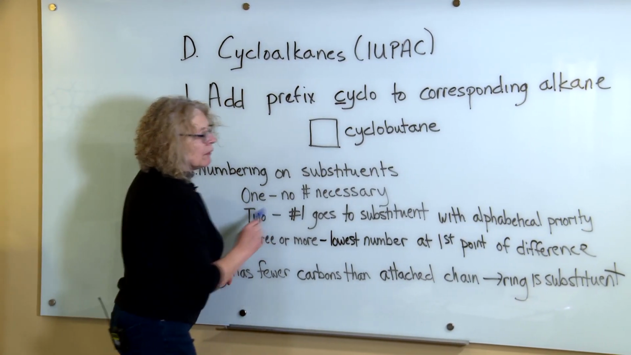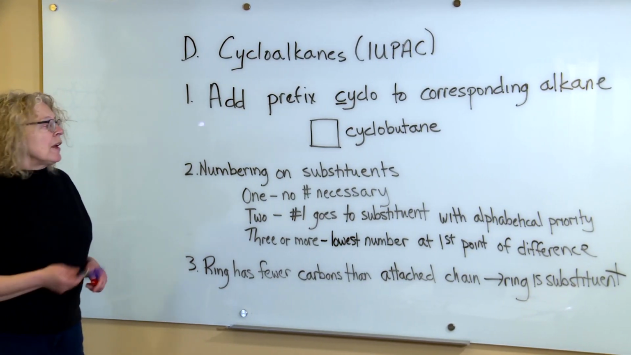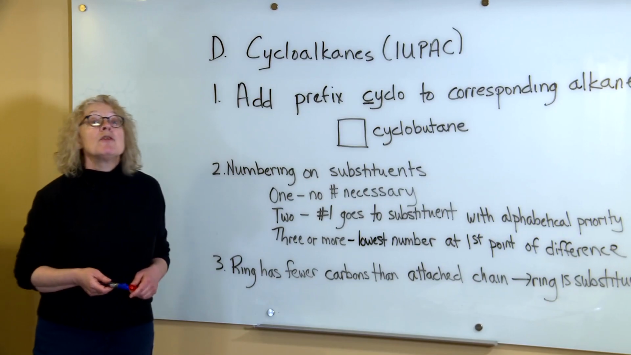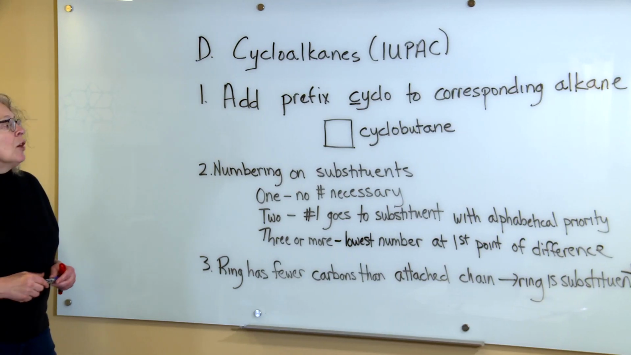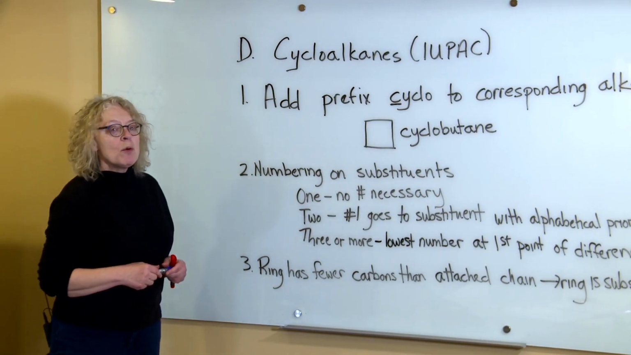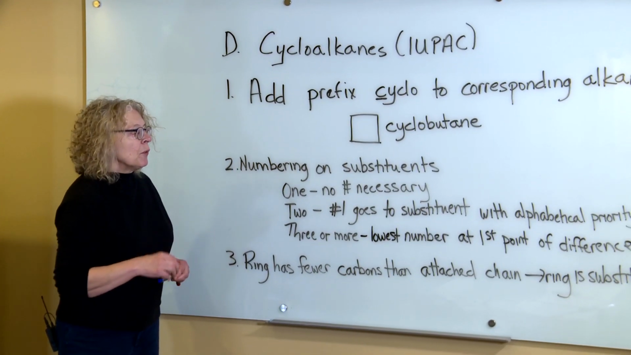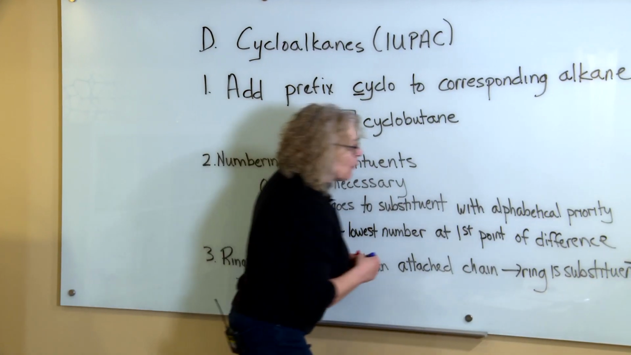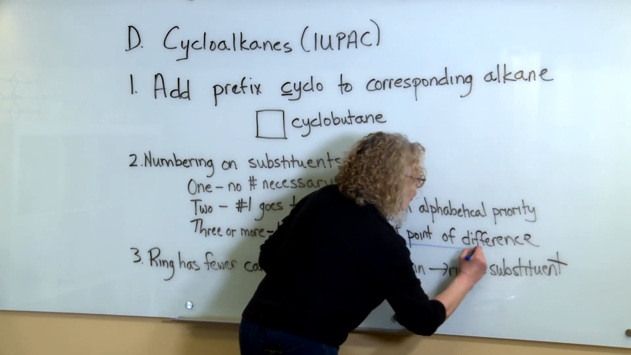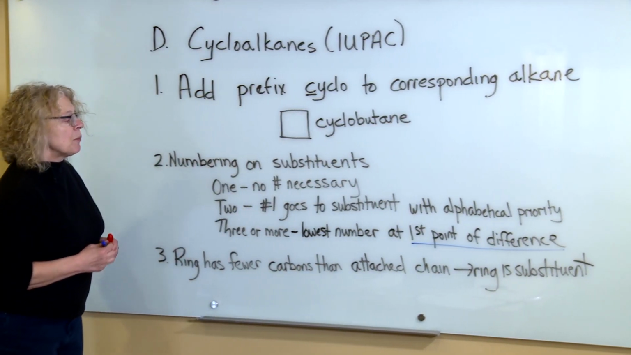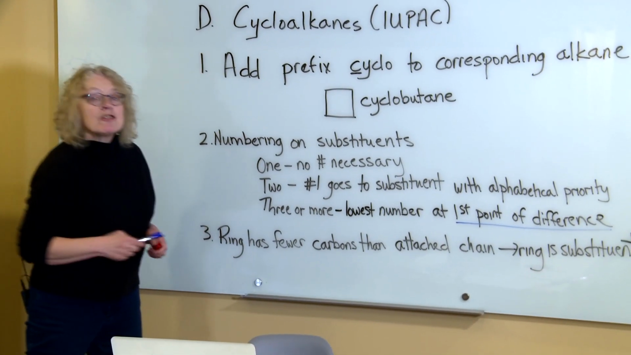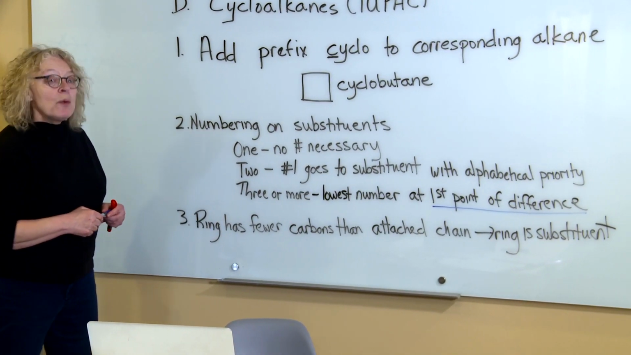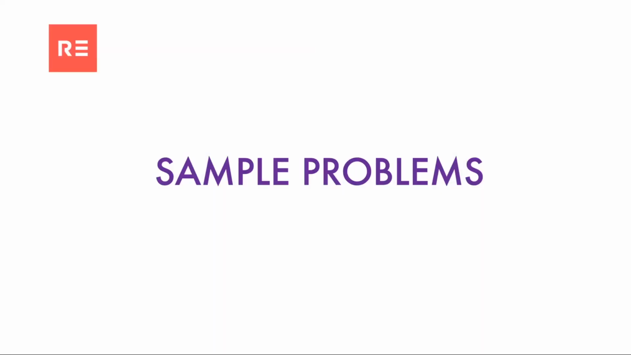If you have 1 substituent, it's not necessary to number it. It's assumed to be at position 1. If you have 2 substituents, number 1 position goes to the substituent with alphabetical priority. If you have 3 or more substituents, we again revert to the rule of the lowest number at the first point of difference. We look at the 2 numbering schemes and then compare until you reach the point of difference. If the ring is small or smaller than the alkane chain that it's connected to, then the ring becomes the substituent. Pause and try these problems, then we'll solve them together.